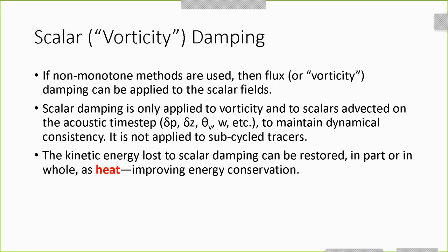And then to maintain consistency, remember I discussed the consistency between mass and the peripheral velocity in the vorticity fields, we can then apply that same damping to the other fields. That maintains consistency, okay, and then allows us to introduce a little bit of diffusion on the field to avoid noise. One thing I should point out is that this damping is not applied to the subcycled tracer advection, the subcycle tracer. So I'll get into a little bit what that means.